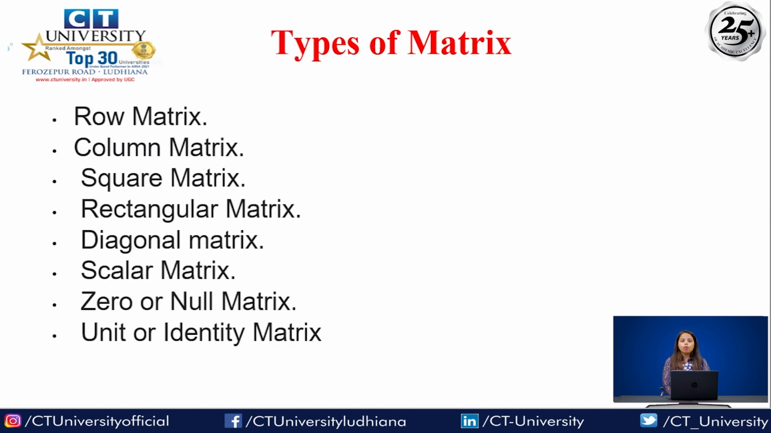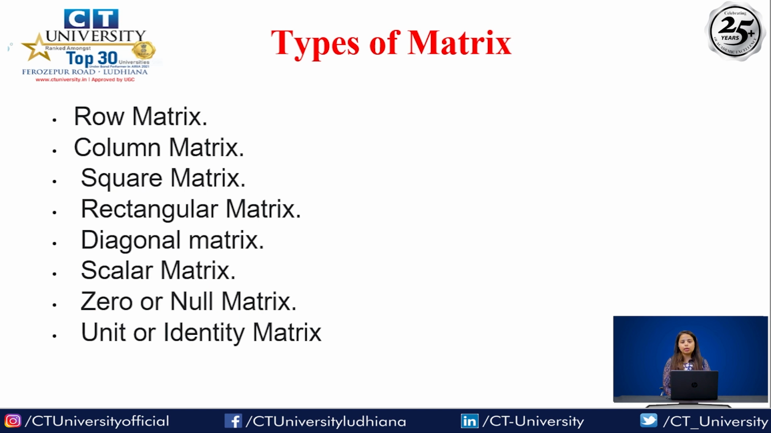Okay, now the very important types of matrix. There are some types of matrix that we will discuss in this topic, and all the types are very important. There are mainly 8 types of matrices that we will explain one by one. The first one is row matrix, the second one is column matrix, the third one is square matrix, the fourth one is rectangular matrix, the fifth one is diagonal matrix, the sixth one is scalar matrix, the seventh one is zero or null matrix, and the eighth one is unit or identity matrix.